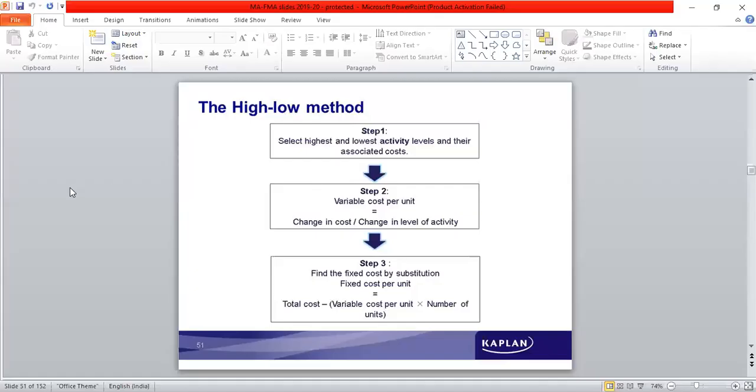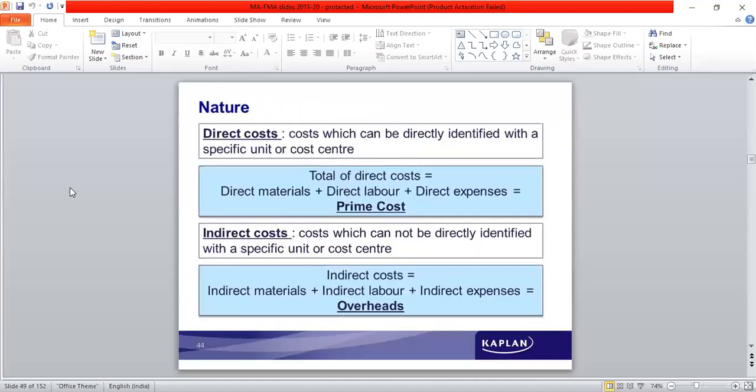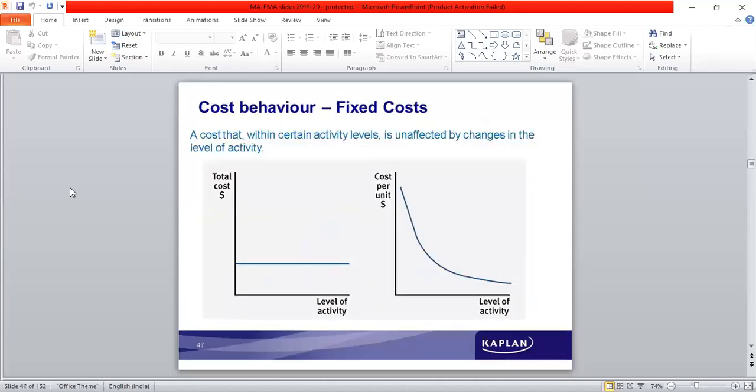Just now we have learned about what is a variable cost. Once again, what is a variable cost? A cost which varies proportionately with the output. What is a fixed cost? Which does not vary, it remains constant, it remains fixed irrespective of the output level. Then what is a semi-variable cost? A cost which varies but does not vary proportionately because of the fixed cost which is included in that.